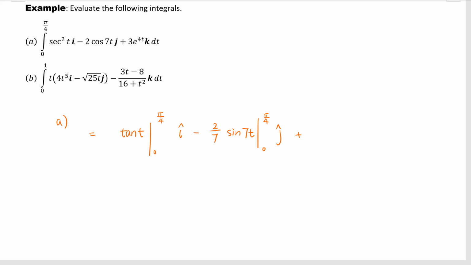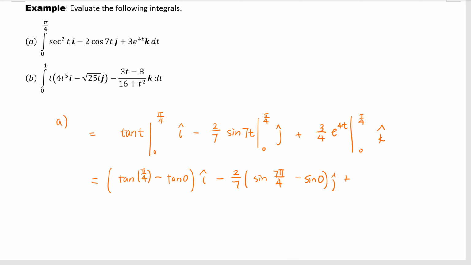For the j component, the integral of e to the 4t is 1 over 4 e to the 4t, evaluated from 0 to pi over 4, times k. So far so good, everybody? Alright, so we plug in pi over 4 first, then subtract what we get when we plug in 0. Times i, minus 1 over 7 sine of 7 pi over 4, minus the value at 0, times j. Then we plug in e to the 4 times pi over 4, which is e to the pi, minus e to the 0, which is 1, times k.